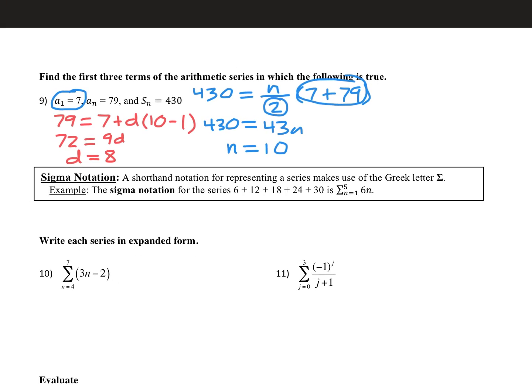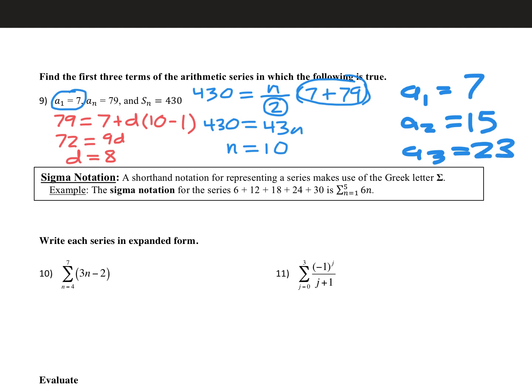All right, so now I can answer the question finally. A1 was given. A1 was 7. And if I add D, A2 is 15, and A3 is 23.